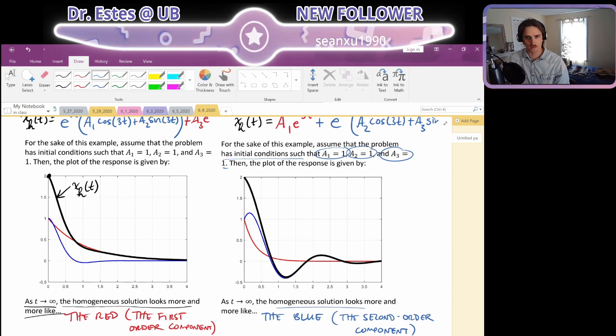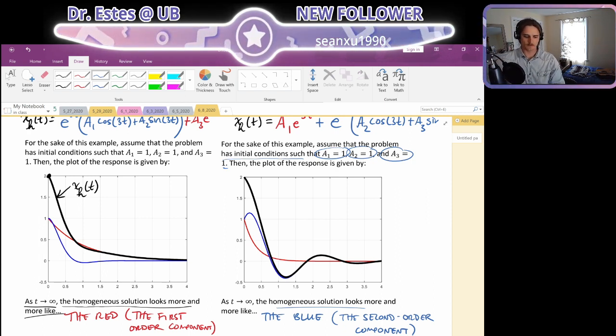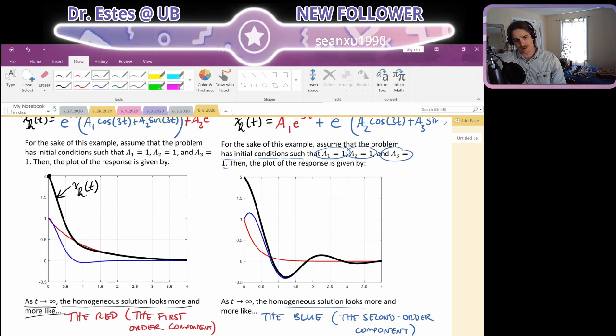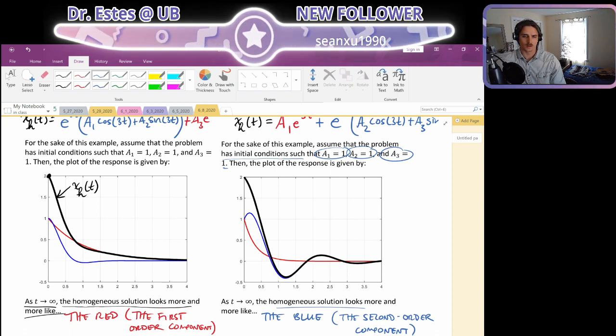Does anybody know why? Why is it that this system on the left, the overall solution seems to look more like the first order system as time goes on, but this one on the right, the overall system looks more like the second order system as time goes on?